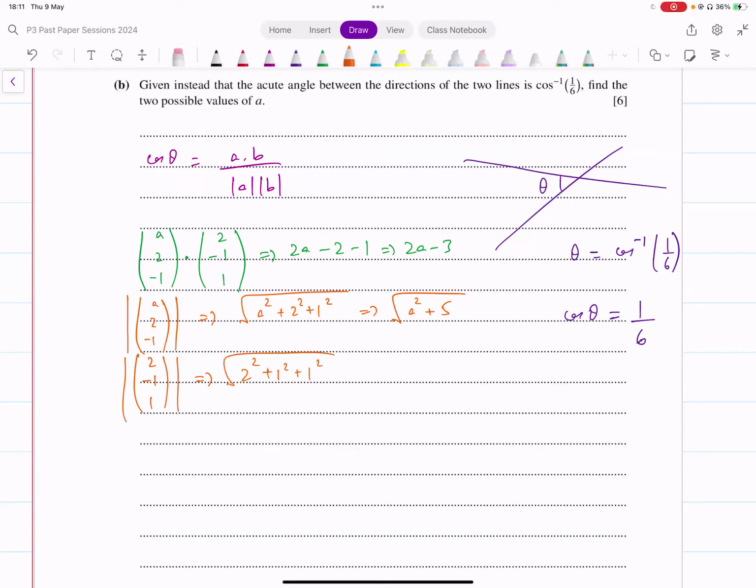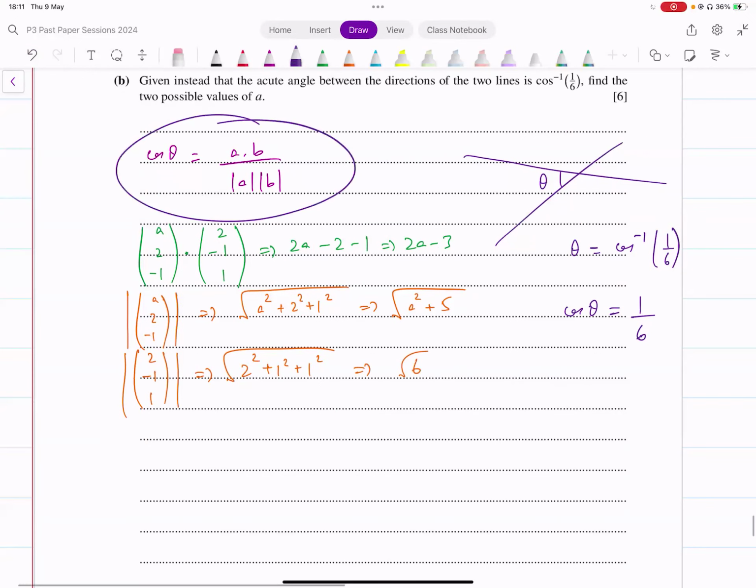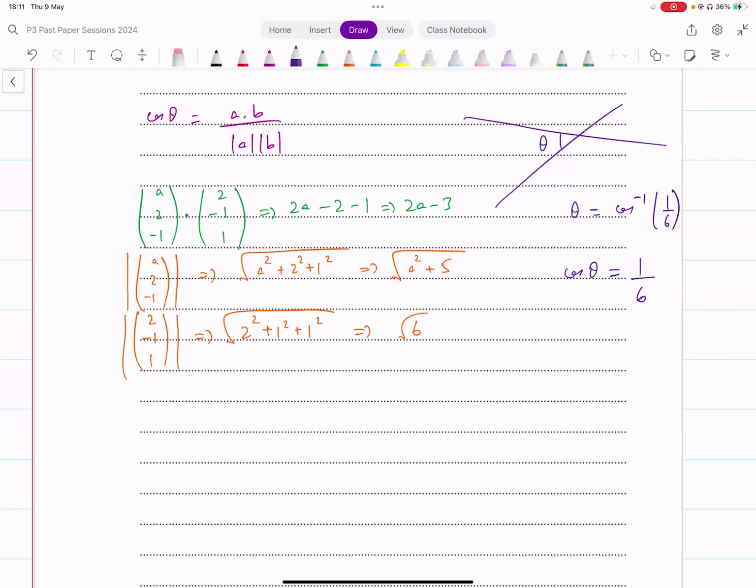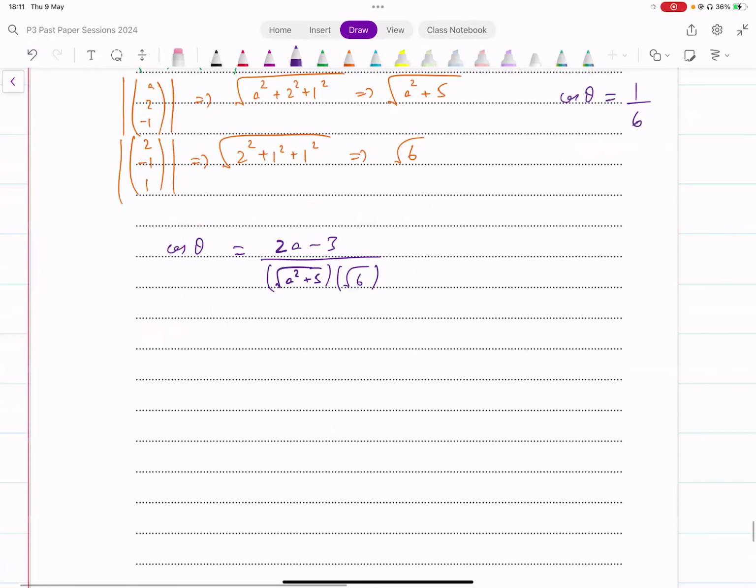So we've got everything that we need to input in that formula now. We know cos theta is supposed to be A dot B over modulus of A into modulus of B. We can say cos theta equals A dot B, the dot product, that's 2a minus 3, divided by the product of their magnitudes, that is square root of a squared plus 5 and square root of 6. And now we know cos theta is 1 over 6. So we get 1 over 6 equal to this thing.